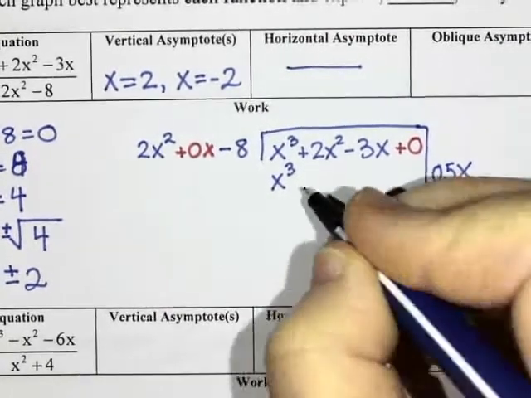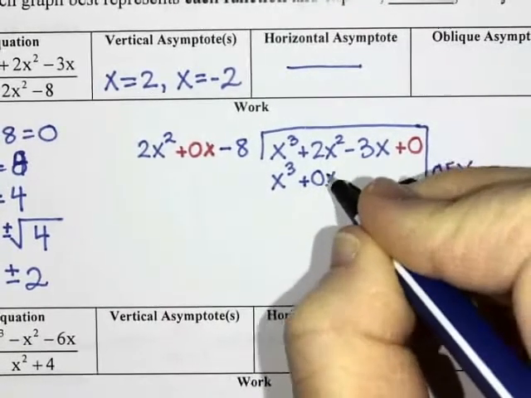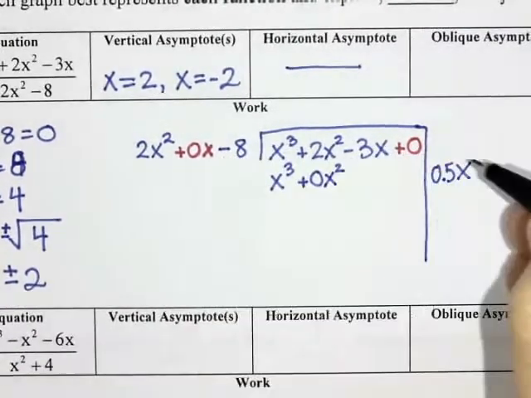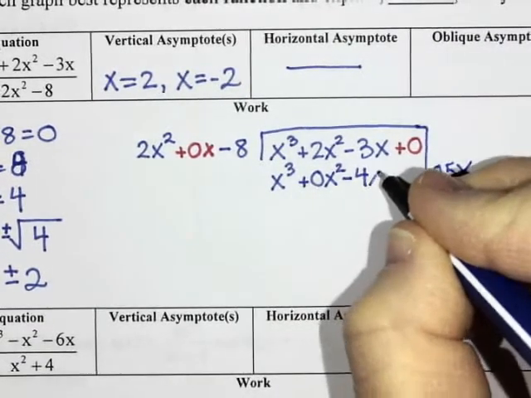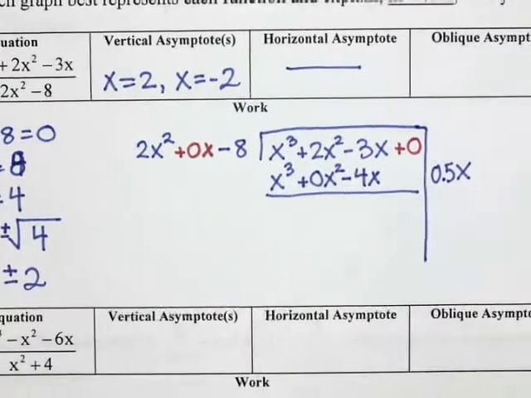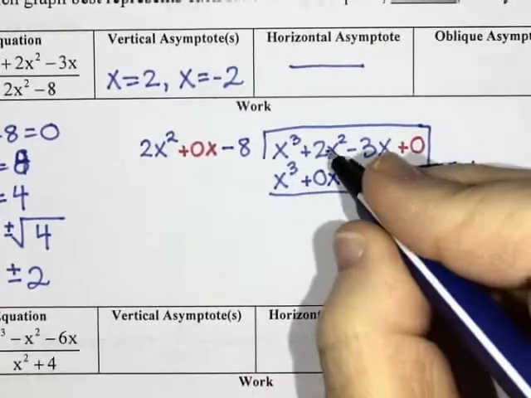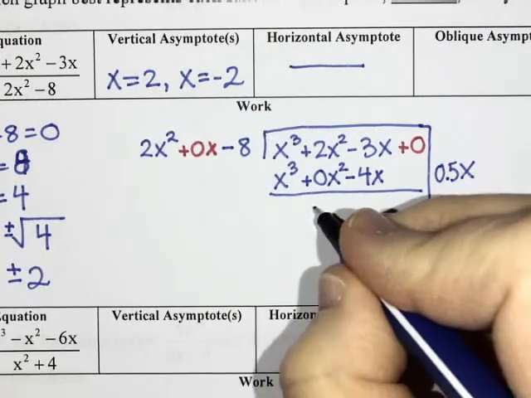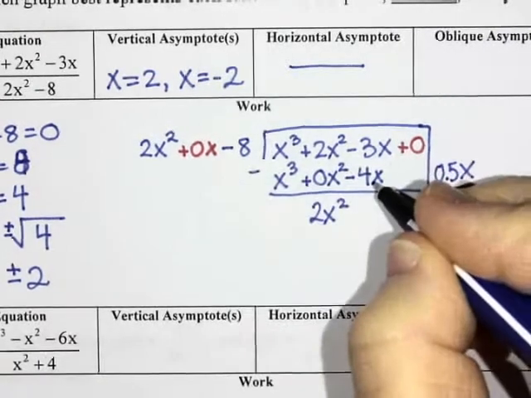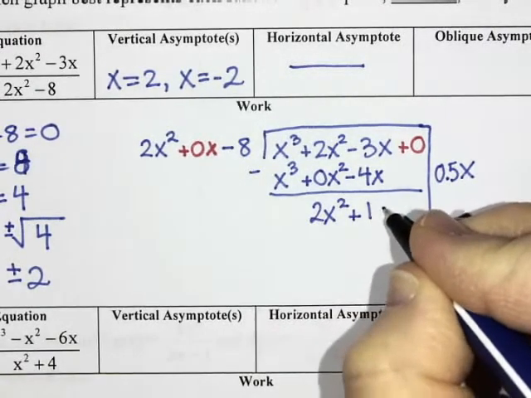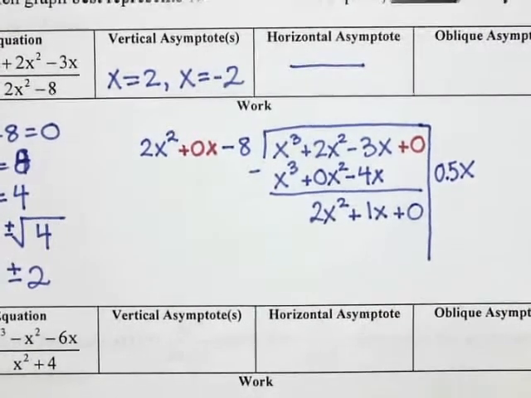0 times anything is 0. And x times x is x squared. Negative 8 times 0.5 is negative 4. And then x. Okay, so I'm going to subtract. x cubed minus x cubed is 0. 2 take away 0 is 2x squared. 3 take away negative 4 is positive 1x. And 0 take away nothing is 0.